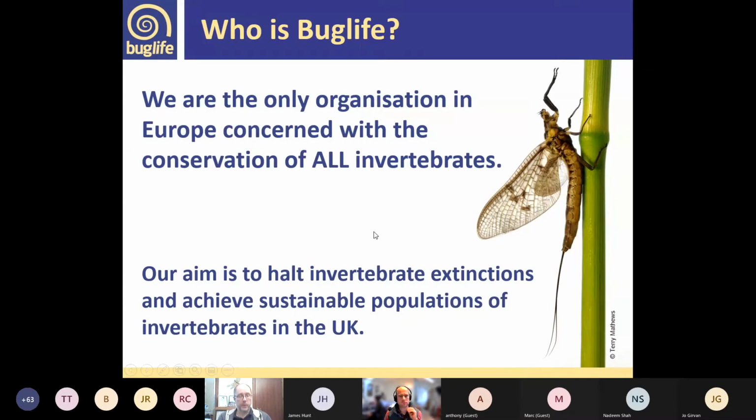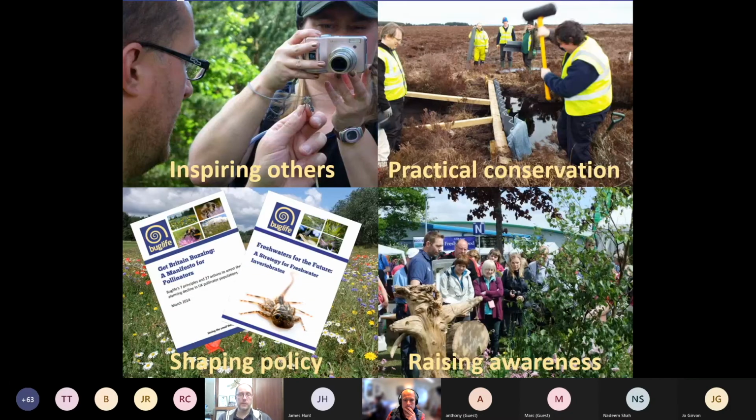information about Buglife. We're the only organisation in Europe concerned with the conservation of all invertebrates. So that's everything from mayflies to millipedes, stoneflies to starfish. Our aim is to halt invertebrate extinctions and to achieve sustainable populations of invertebrates. We do this through a range of activities, including inspiring others to get out there and showing them invertebrates.